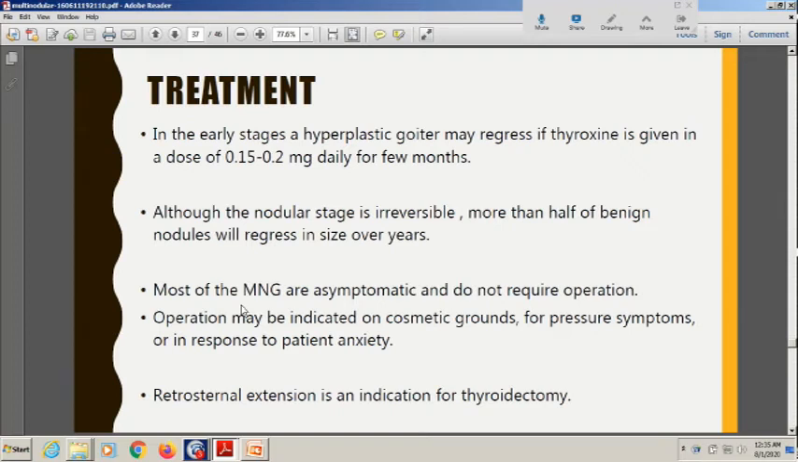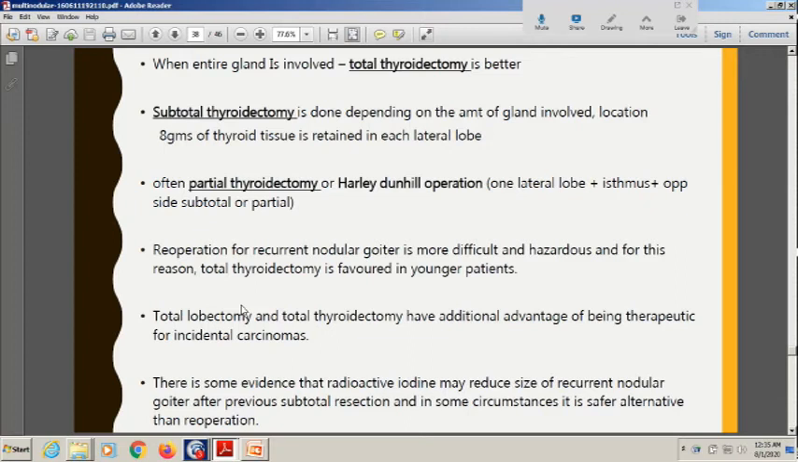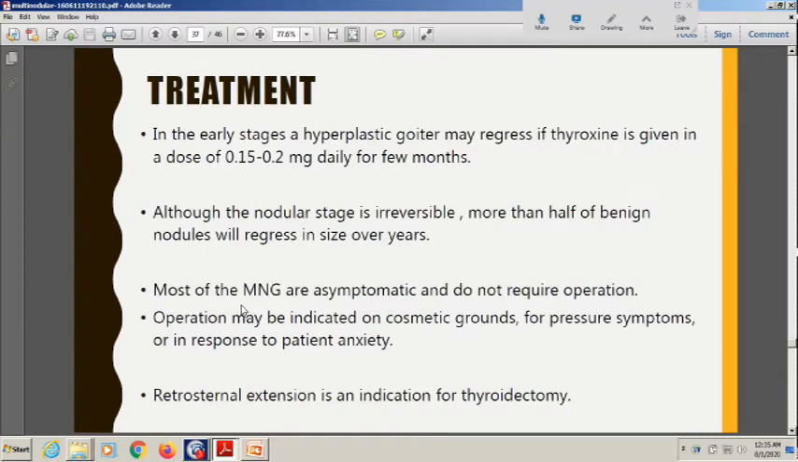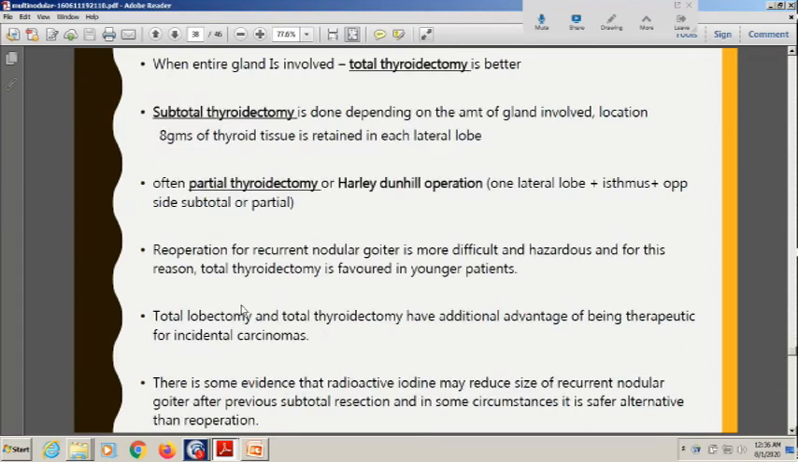Now the indications for surgery are already told: cosmetic, pressure symptoms, or toxicity. Before thyroid surgery, if the patient is symptomatic, either hyperthyroid or hypothyroid, we have to correct that and make the patient euthyroid. Then only we go for surgery. In surgery, when the whole gland is hyperplastic and all the nodules are involved, we go for total thyroidectomy.